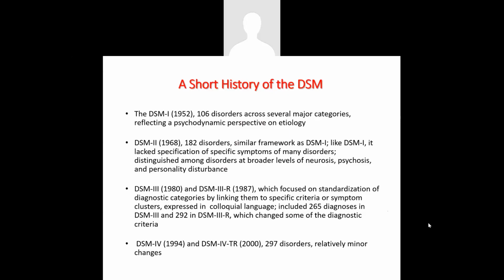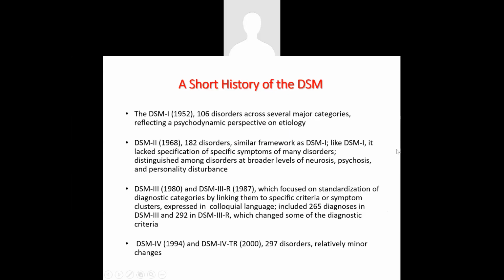We had the DSM-4 in 1994. That is going to be the version that most of your supervisors probably learned under, either the 4 or the 4TR, which came out in 2000. This had 297 disorders. The DSM-4-TR has some relatively minor changes from the 3. You see that there's not a whole lot of additional categories or disorders. About 5 more were added. There was not a huge amount of change between the 3 and the 4.